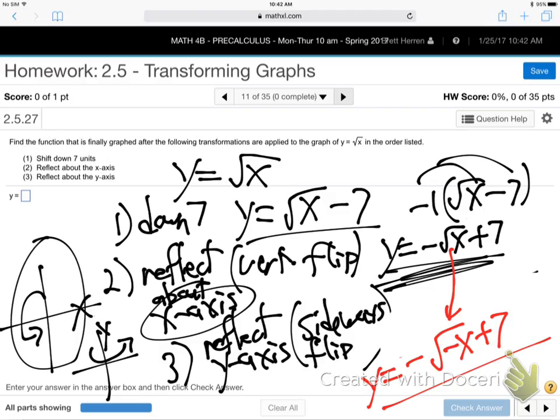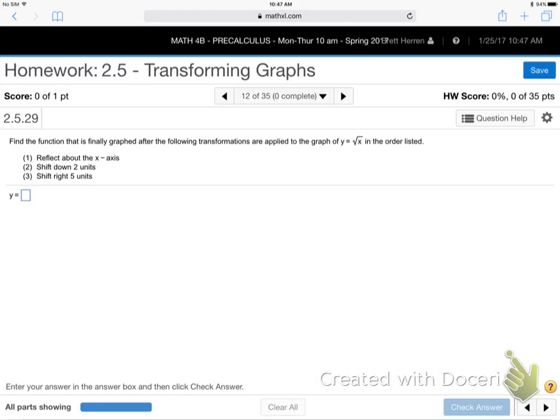All right, so let's. All right, try that one. So go through those 3 parts. First, reflect it about the x, shift it down 2, and do that last part there.